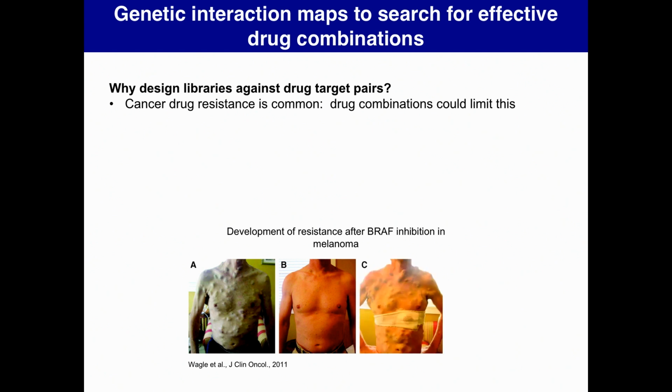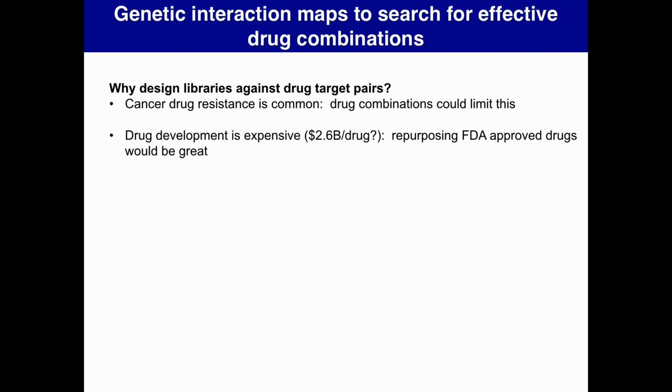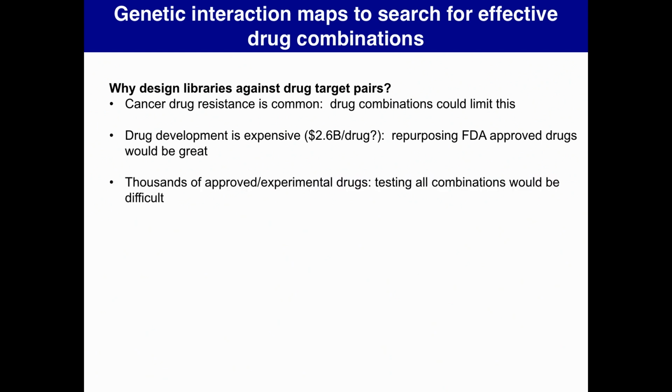So the problem is cancer drug resistance. If we could find a second drug that would work in combination with this first drug to prevent this escape, you could potentially dramatically improve therapies. Of course, creating new drugs is very expensive, so we wanted, if we could, to repurpose FDA-approved drugs, which would be great. But even if you had those and you wanted to test all pairwise combinations, this would be very slow.